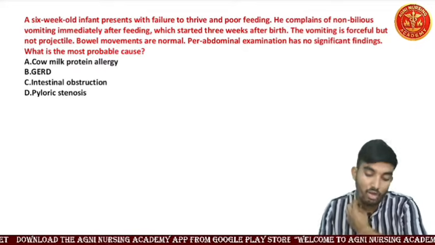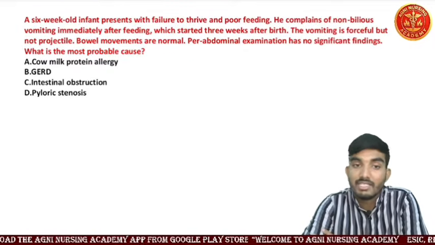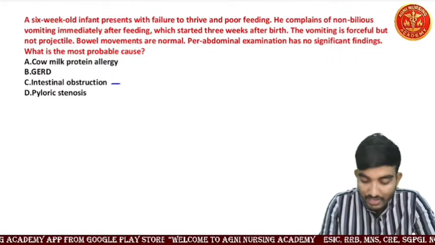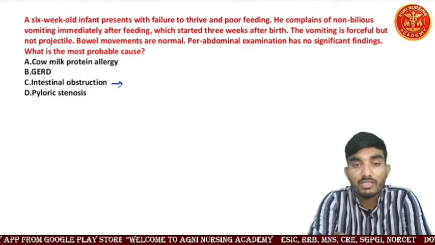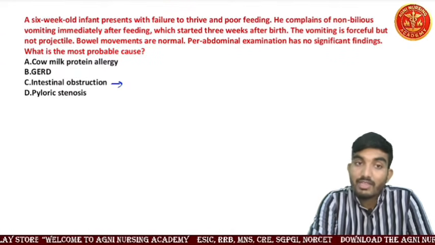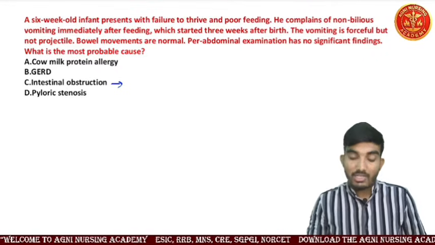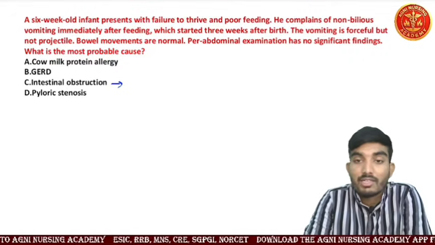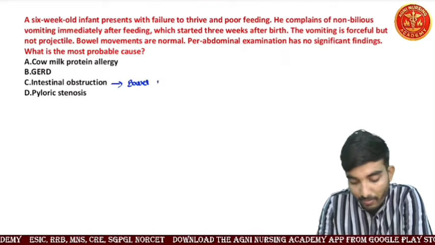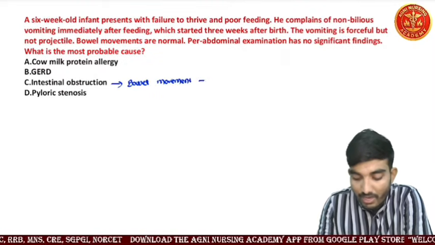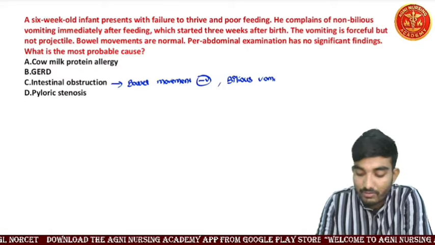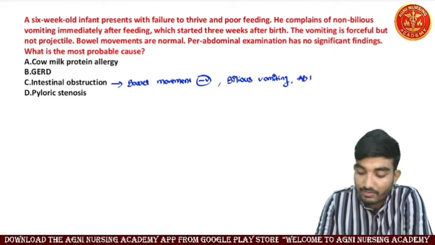We'll see the options. Option A, cow milk protein allergy. Option B, GERD. Option C, intestinal obstruction. And option D is pyloric stenosis. First, we will see the intestinal obstruction. If intestinal obstruction is there, bilious vomiting will be present. And there is abdominal distension also. And the bowel movements are absent. So in intestinal obstruction, bowel movements are absent, with bilious vomiting and abdominal distension.